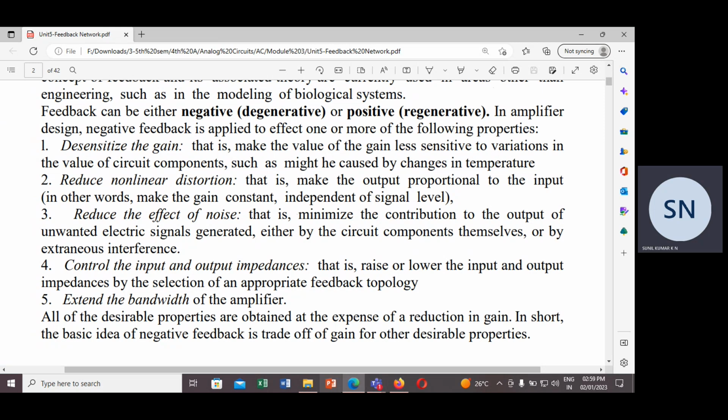Okay, come to the topic. So this is the extension of the bandwidth. This is a 100% question. If they ask for 4 marks, you have to write these 5 steps.